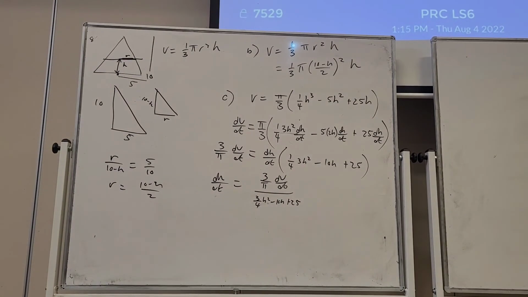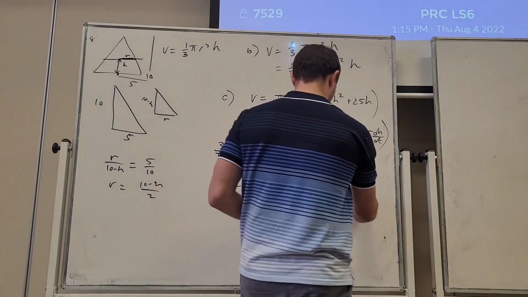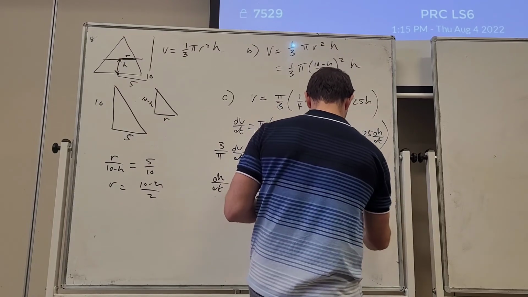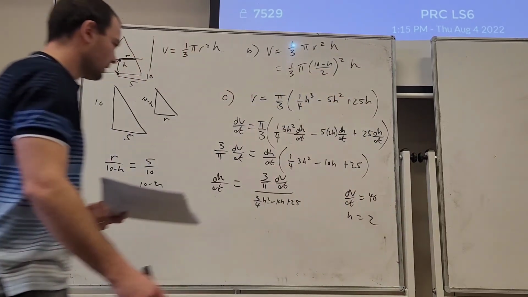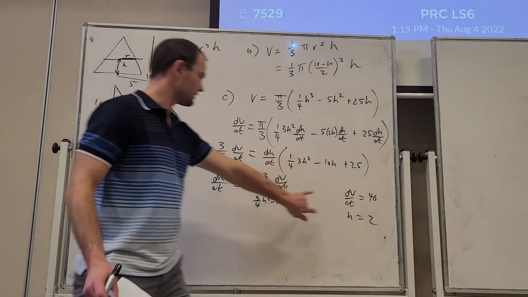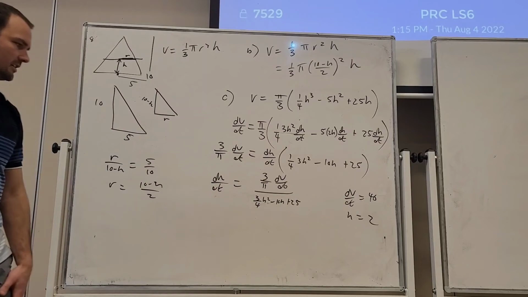Now water is added to the flask at a constant rate of 40 millilitres per second. So let's list all the things we've got. We've got dV on dt is 40. The height of the water is 2. That's all we need. We're just going to substitute both of those into this equation to get dH on dt.